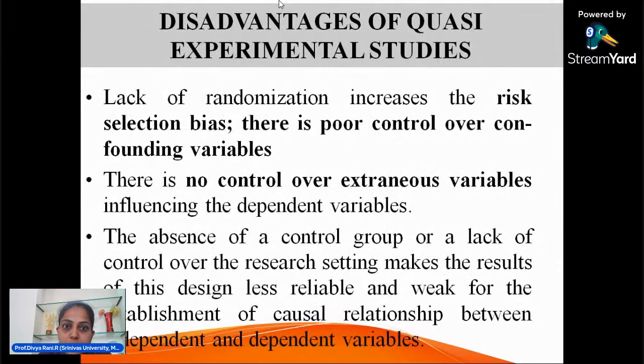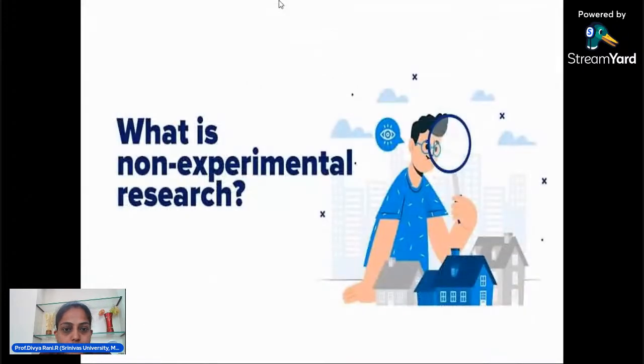Next slide. Disadvantage. As there is a lack of randomization, or sometimes there won't be any control group, there is more chance of bias in this kind of research design. And also we have less control over extraneous variables, so the influence on the dependent variable will be more. These are some of the disadvantages. Next slide.